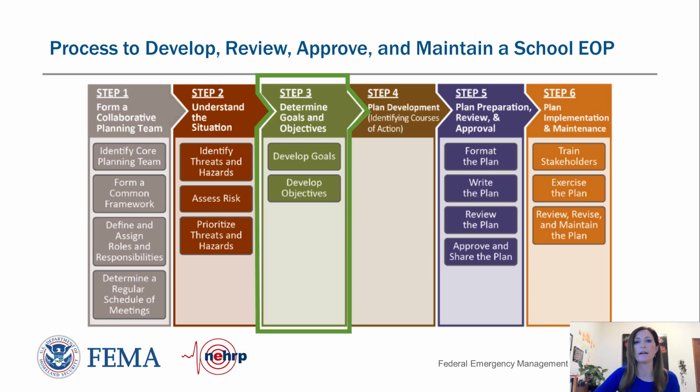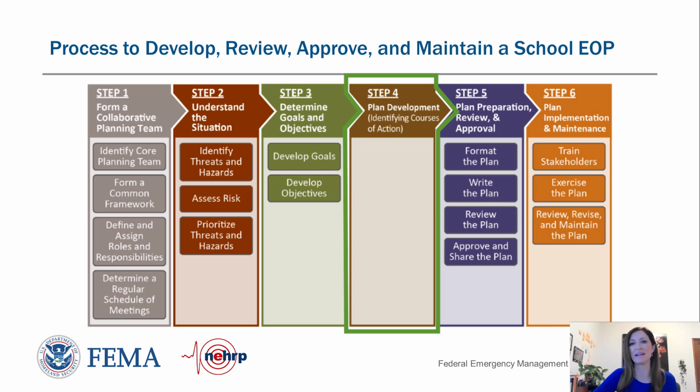Step 3 involves determining goals and objectives. And so what's the overarching vision or goal for the EOP? But then what are the specific and measurable objectives that are then attached to those goals that can be assessed and monitored over time? Step 4 is the big one.